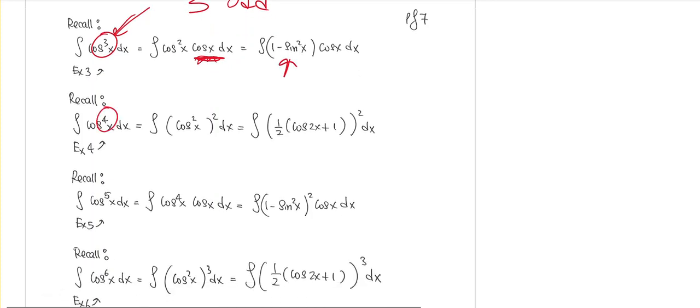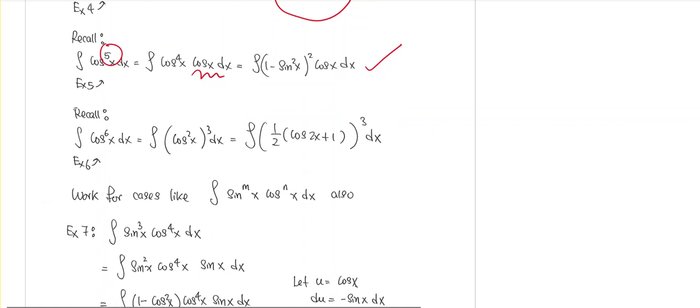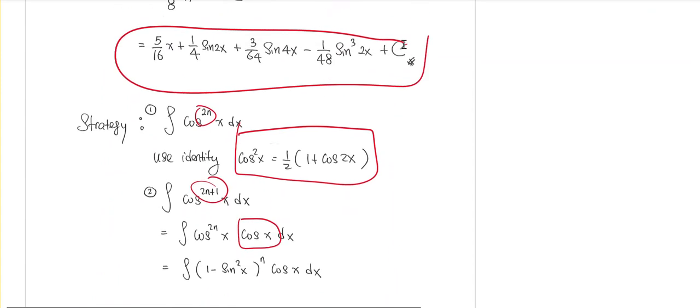Power 4, even power, so we have to do the substitutions. And power 5, taking this thing out, things will work very well. Power 6, you cannot really take cosine out, but you have to do this and bring this thing in again, and things will work out. So in fact, this is the kind of thing that you can remember.